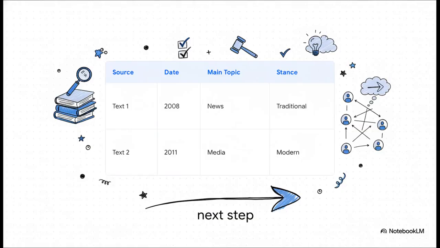To help with that, a table matrix is a highly effective data collection exercise. By breaking down multiple texts, like these two examples on journalism, we can easily compare their core elements side by side. So we have text 1 from the US in 2008 taking a traditional stance, facts above all else. Then right next to it, text 2 from Australia in 2011 argues for a more modern stance, focusing on audience connection. Setting up your sources like this makes the very next step incredibly easy.